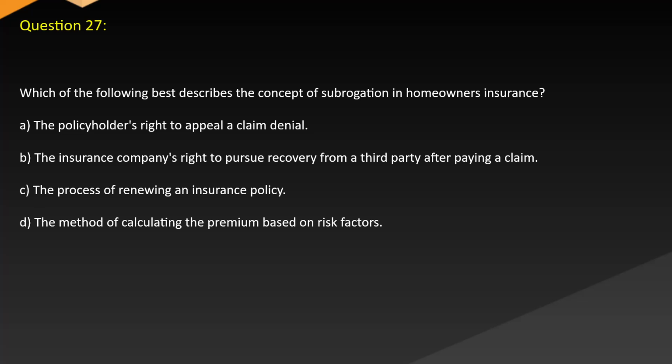Question 27. Which of the following best describes the concept of subrogation in homeowners insurance? A. The policyholder's right to appeal a claim denial. B. The insurance company's right to pursue recovery from a third party after paying a claim. C. The process of renewing an insurance policy. D. The method of calculating the premium based on risk factors.